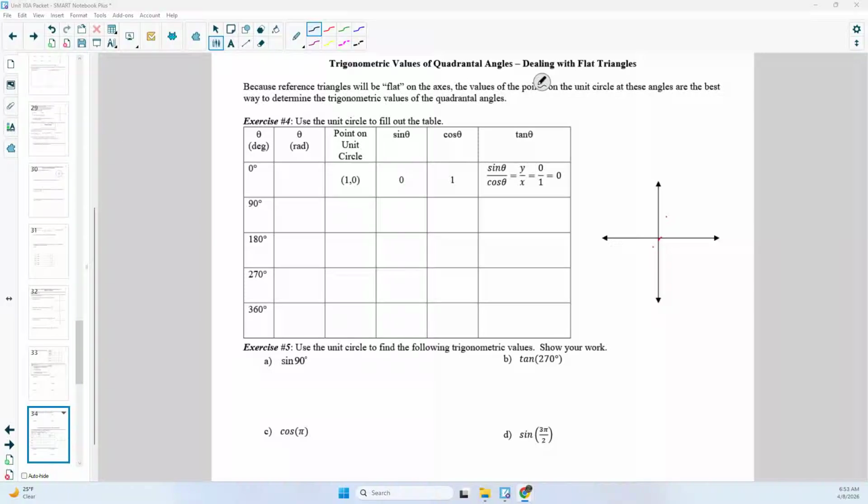So the last thing we're going to talk about is something that we kind of introduced with the unit circle, and that's thinking about flat triangles, right? Where it doesn't really make sense to have an opposite or a hypotenuse or an adjacent side. So it says because reference triangles will be flat on the axes, the values of the point on the unit circle at these angles are the best way to determine the trigonometric values of the quadrantal angles.